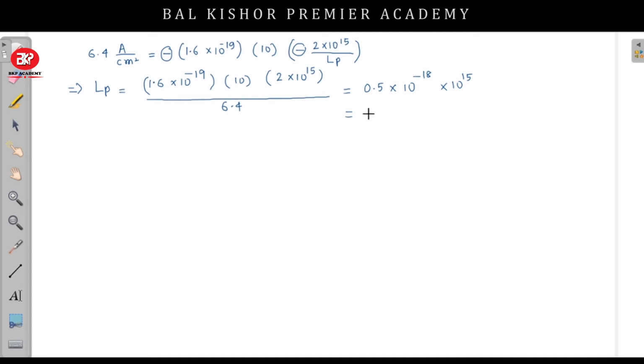So ultimately it will come out to be 0.5, these two will cancel out and it will come out to be minus 3. So I will get 5 into 10 to the power minus 4 centimeter. So this will be the value of Lp. So the diffusion length of the hole that we have found is 5 into 10 to the power minus 4 centimeter. So this is the answer of the question. In this way we can calculate the value of the diffusion length of the holes.